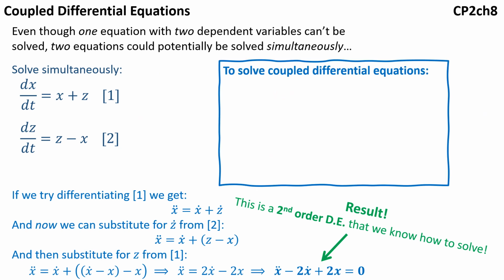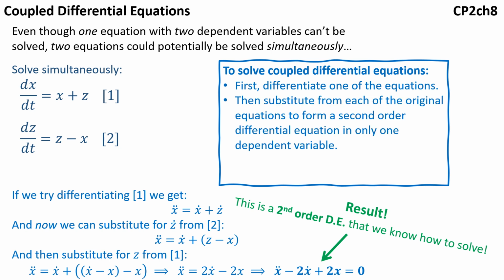In summary, this is the process we follow every time we're dealing with coupled differential equations of this type. We differentiate one of the equations first, then we start playing with substitution. So you can substitute from each of the original equations back into the differentiated version that you've created until eventually you end up with a second order differential equation that only involves one single dependent variable. Now in this case, I chose to differentiate the first equation, so I've got a differential equation involving x. But if I decided to start with the second equation, I could do the same thing and get a differential equation involving z.